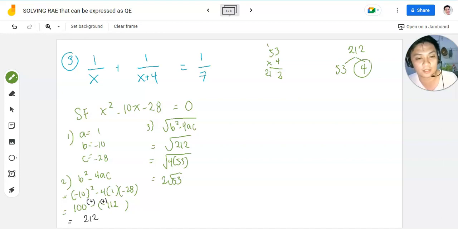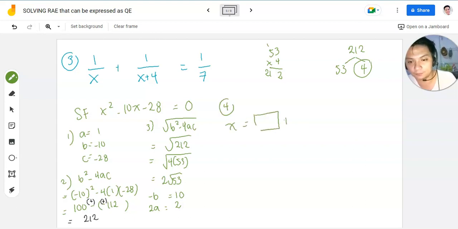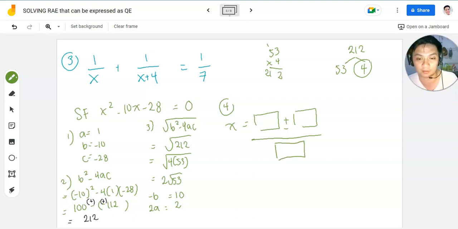And then, still under step 3, negative b. Anong value niya? Positive 10. What about 2a? 2 times 1? 2. So, ibig sabihin, pagdating sa step 4, mag-drawing nga lang tayo ng mukha. Yan. So, ibig sabihin, we're expecting that the roots are real, irrational, and unequal because of the discriminant nga na positive but not perfect square. So, possible yan.